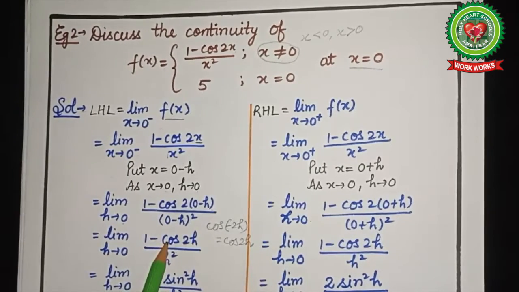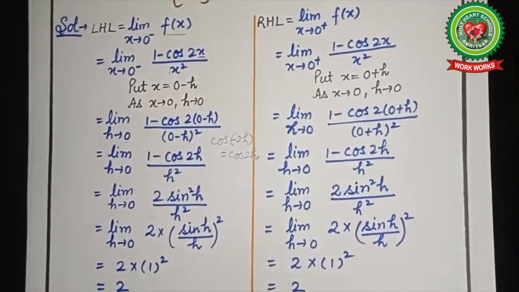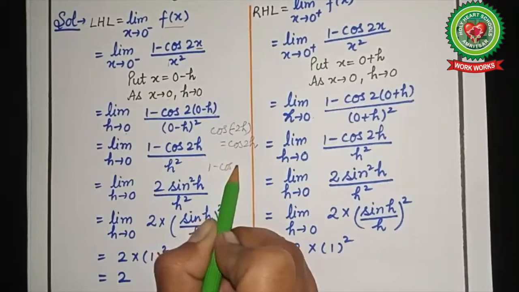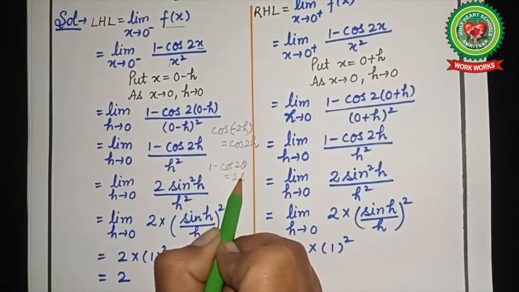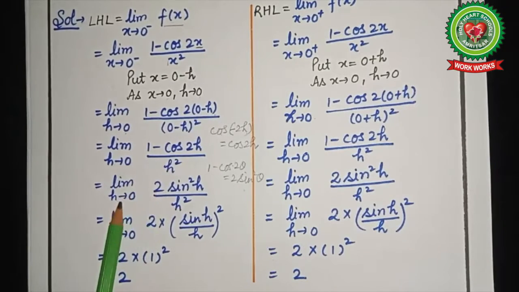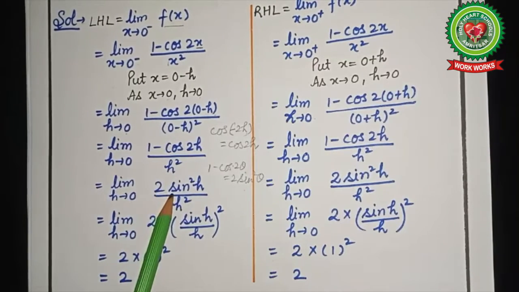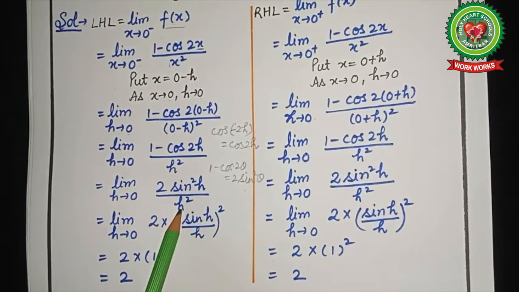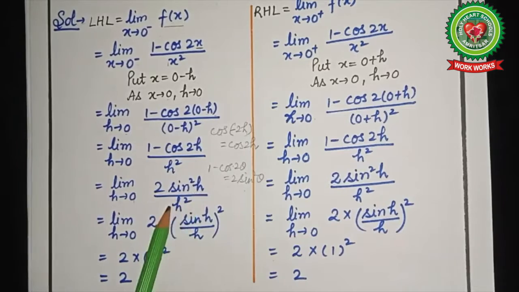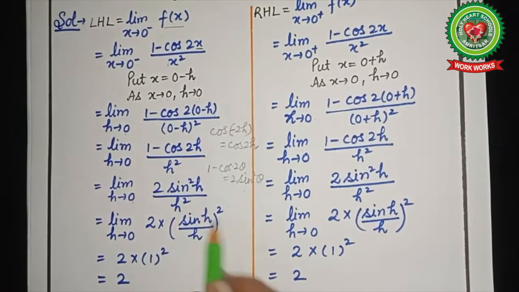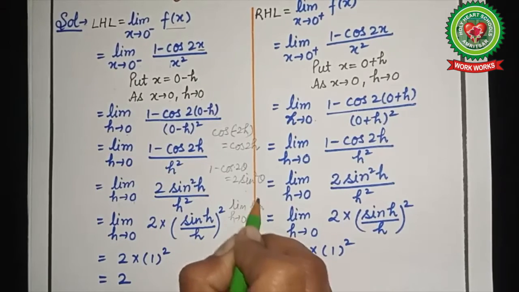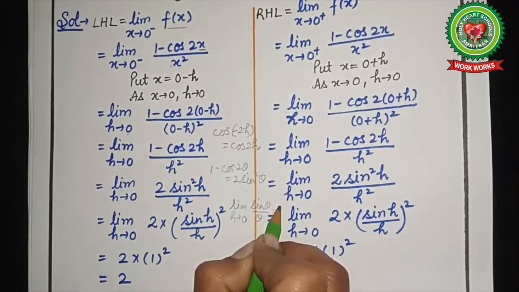Now we have the identity that 1 − cos 2θ is equal to 2 sin² θ. So apply this identity. So we get limit h approaches 0, it will become 2 sin² h upon h². Now the limit is approaching 0 and sin h upon h is there. So we know that limit h approaches 0 of sin θ upon θ is equal to 1.